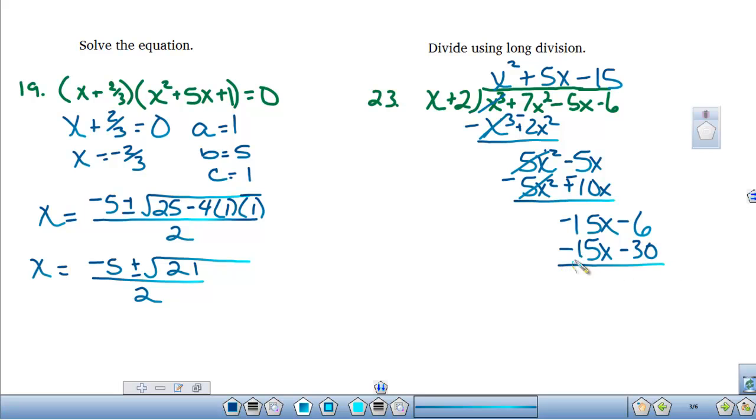And then finally, I'm going to subtract the second line from the top, and I'm going to change the signs because I've distributed that negative sign. The first terms again cancel out, and we're left with 24. 24 is the remainder, and what you want to do is rewrite the remainder as an addition to the answer. So we're going to put plus 24. We're going to place that back over the divisor, which is x plus 2.